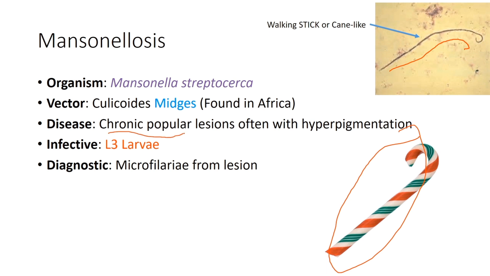It causes chronic papular lesions, not popular lesions, with hyperpigmentation. The L3 larva infects, and the microfilariae are found. Because this is so similar to Onchocerca in presentation, you pretty much have to say: it's not infecting the eyes, it's carried by midges, it's called Mansonella streptocerca, and it looks like this guy on histology.